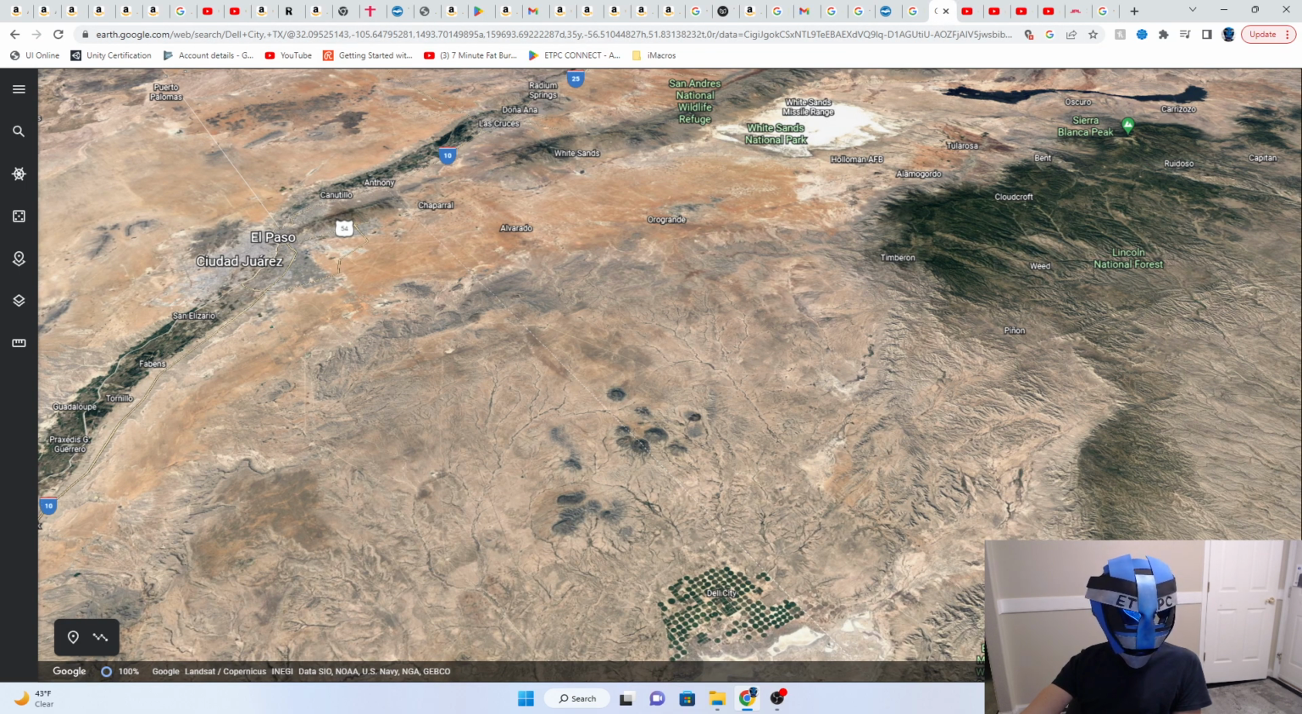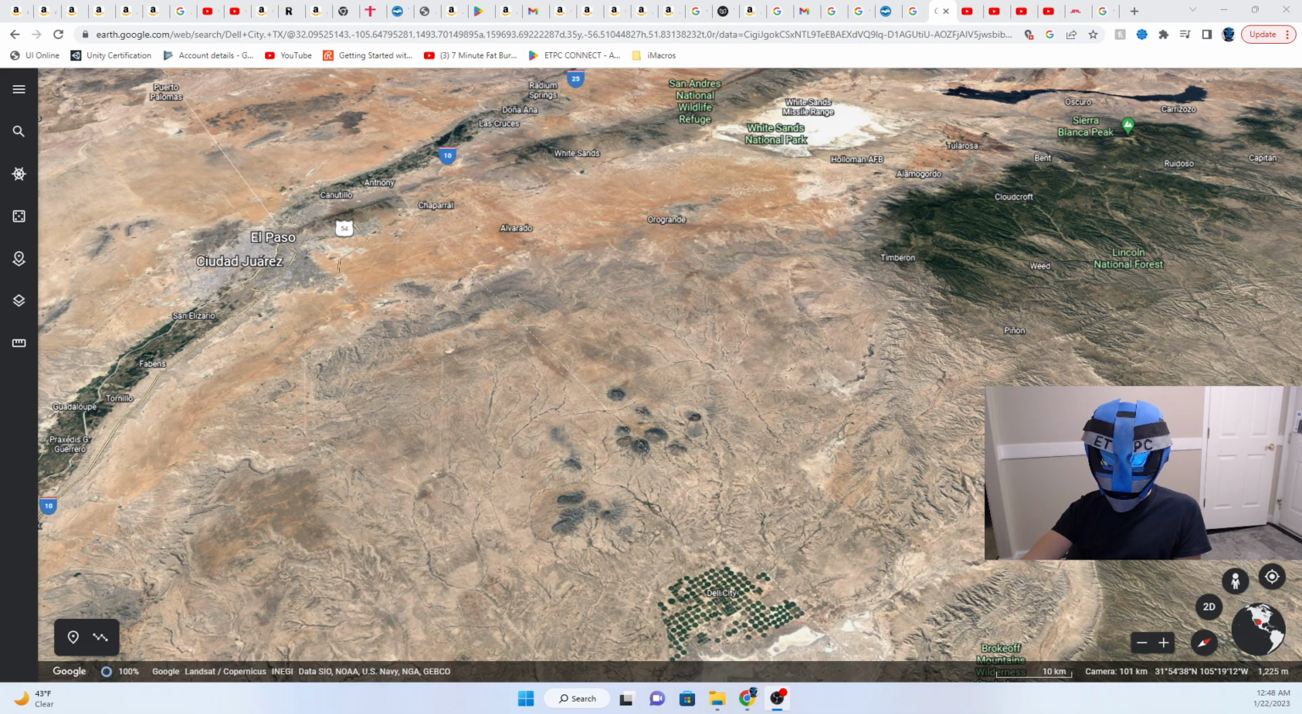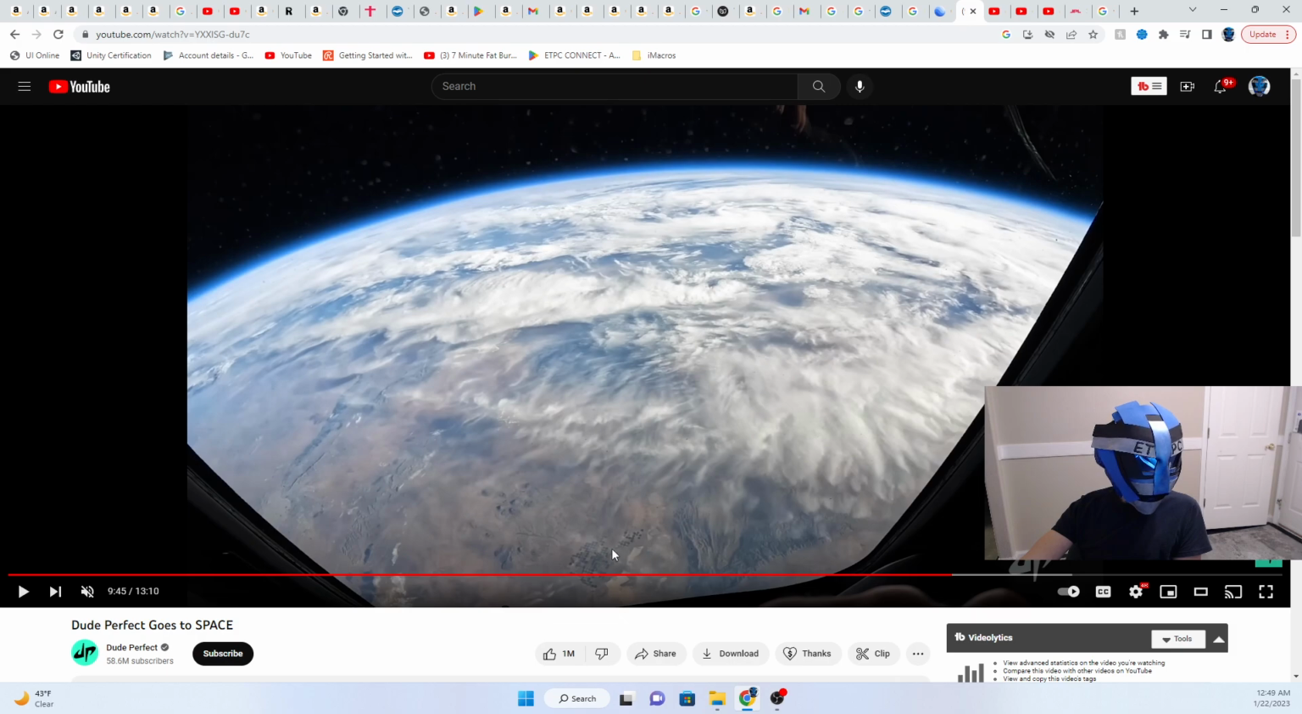Look at the camera height. Oops, you guys can't see the camera height. I'll just move myself up here a little bit. Camera height right here. It's at 101 kilometers, which is 63 miles up, which is how high Dude Perfect is right here. This is that pattern, exact same little mountains here.